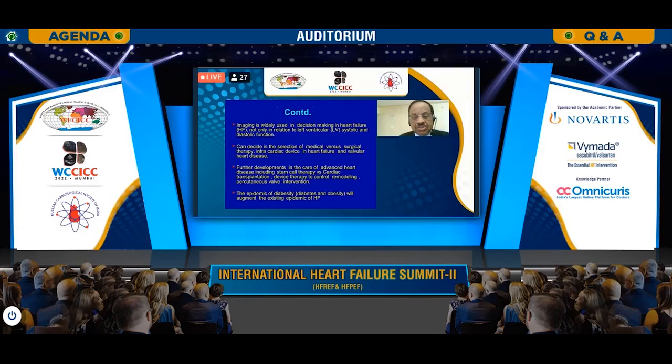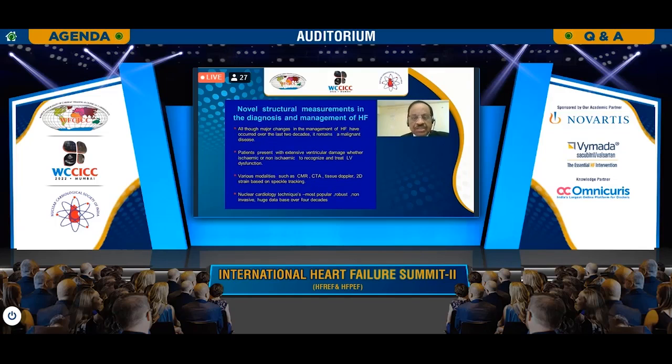Imaging is widely used in decision-making in heart failure, not only in relation to left ventricular systolic and diastolic function. It can guide the selection of medical versus surgical therapy, intracardiac devices in heart failure, and valvular heart disease. Further developments in the care of advanced heart disease include stem cell therapy versus cardiac transplantation, device therapy to control remodeling, and percutaneous valve intervention. The epidemic of diabetes and obesity will augment the existing epidemic of heart failure. Novel structural measurements: what are the measurements in the diagnosis and management of heart failure?